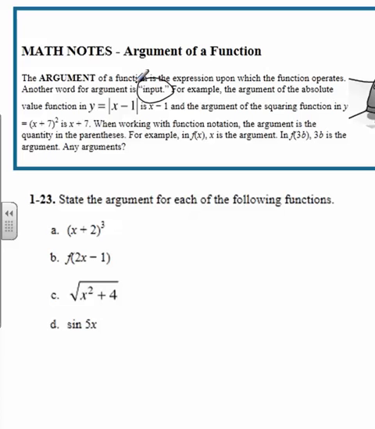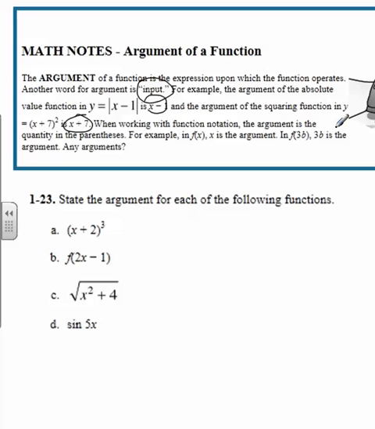So, for example, when we're looking at this function here, the x minus 1 is the input. When looking at this function here, the x plus 7 is the input or the argument. And in function notation, in f of x, x is the input or the argument, and in f of 3b, 3b is the argument. So 23, very, very simple.